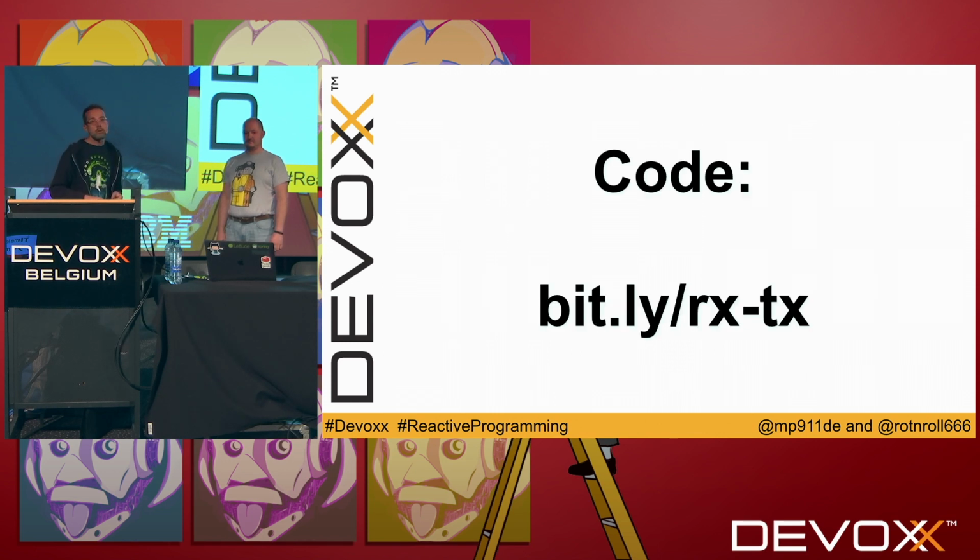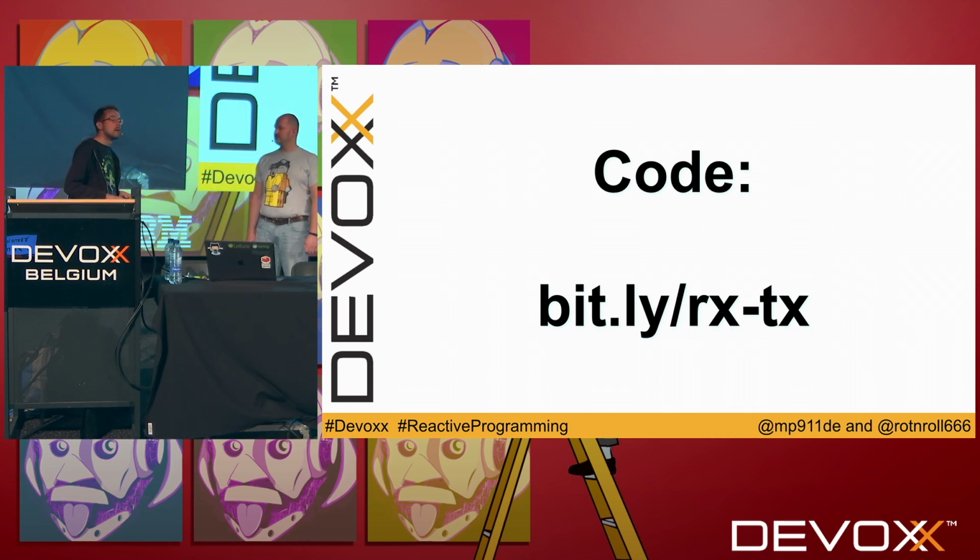We have all the code of our demo on GitHub. There's a short link to that, RxTX on Bitly. All of the demos we have and all of the exercises we have work with embedded databases. That is true for the H2 database, which we use for R2DBC, for Mongo, and of course for Neo4j.